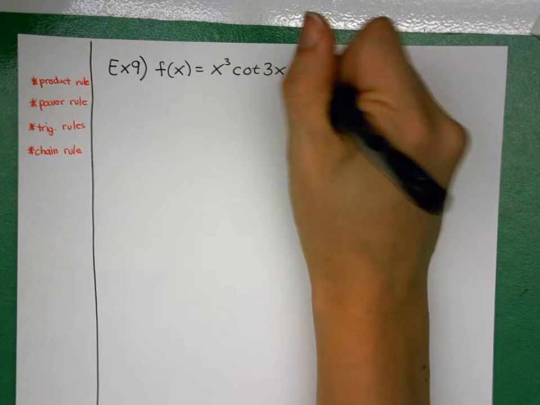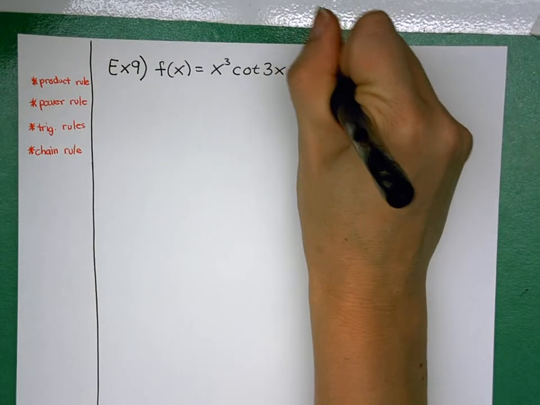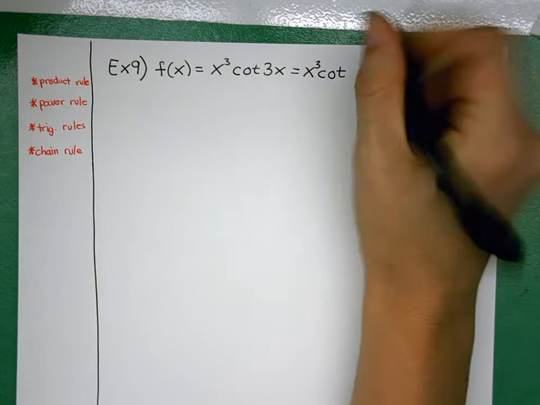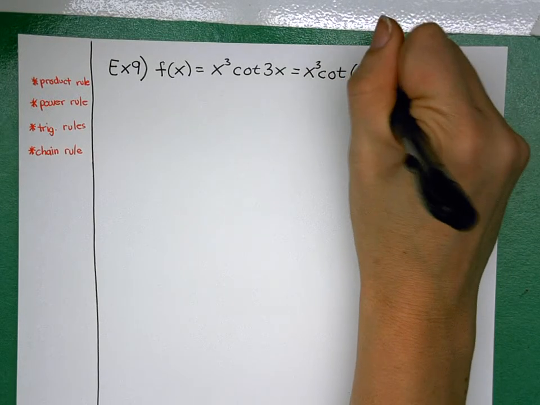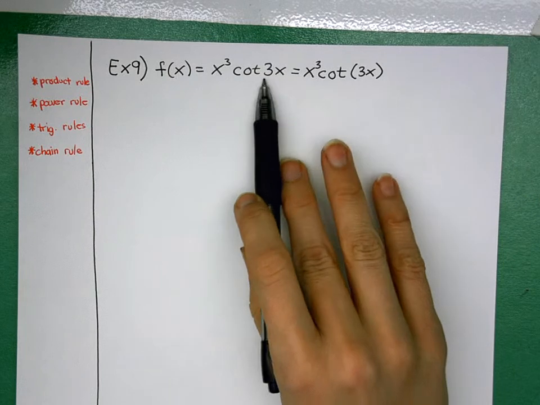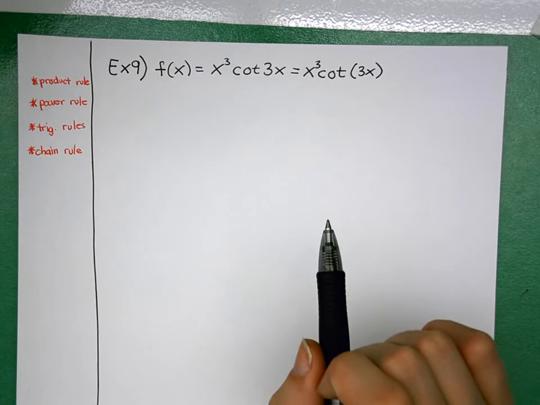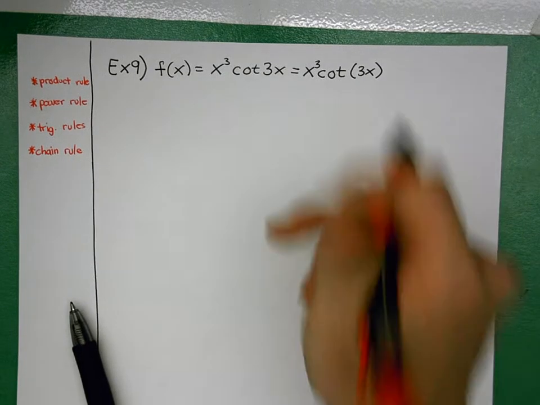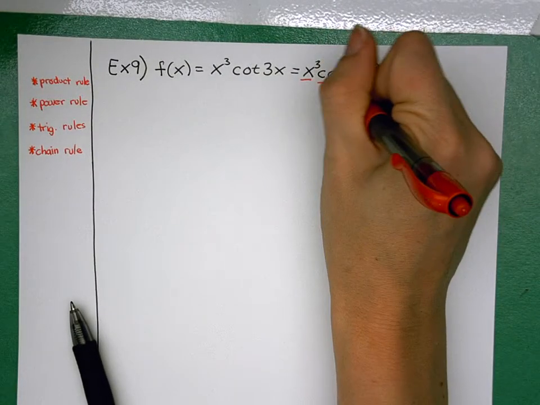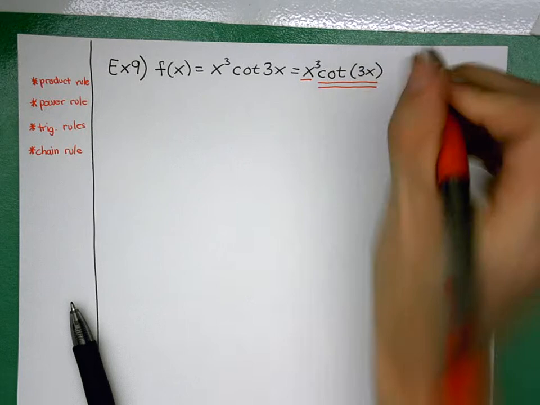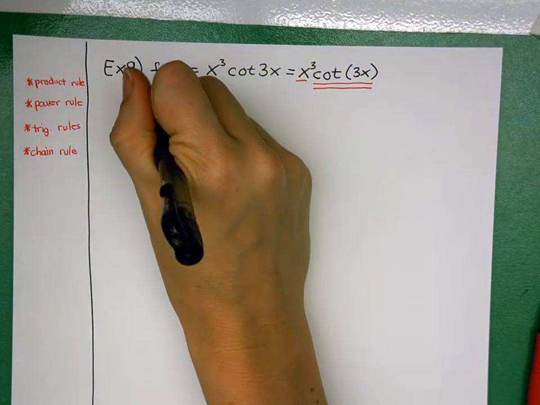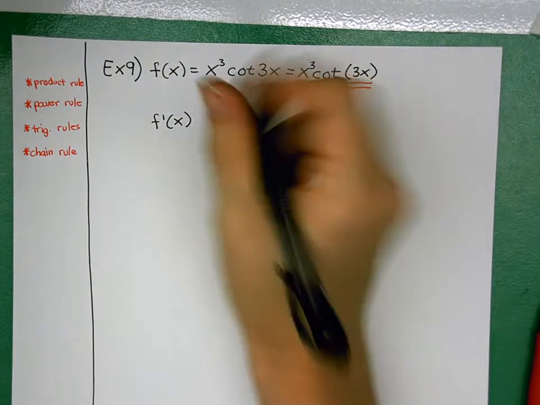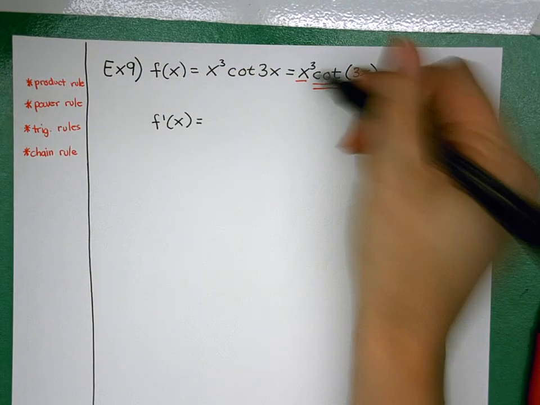I am going to rewrite this function with my parentheses. Where are my parentheses in this one? And hopefully you thought around the 3x because the 3 is with the x. This is like examples 5 and 7. Pay attention to where the number is. It helps you kind of get your parentheses in the right spot. And so then we've got our product rule to kind of start us off with chain rule thrown into the mix along with power and trig. Okay, so product rule. 1, my x cubed.